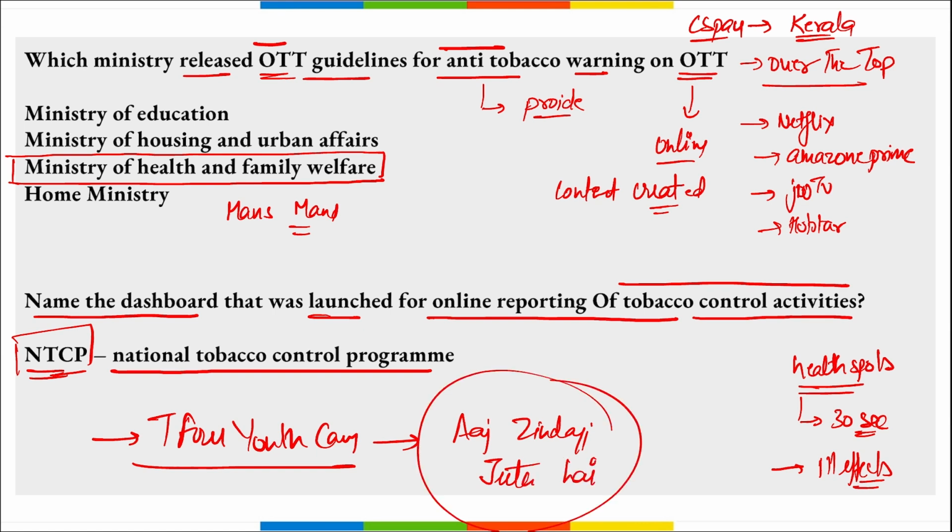Correct? This is the tobacco free youth campaign, that is आज free जीते हैं, and it is a musical anthem that was launched by whom? It was launched by Mansukh Mandviya. Correct? So this is what you need to know regarding OTT guidelines.